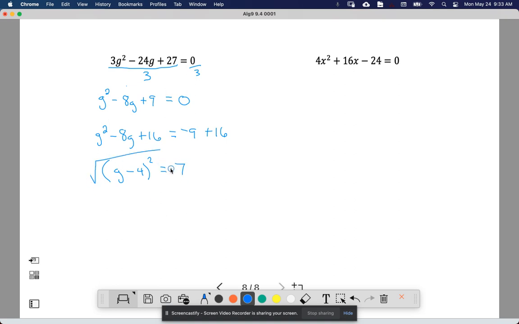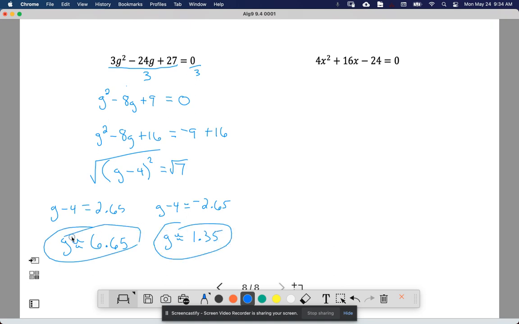And we are back to g minus 4 equals, and we had 7 earlier, so just going out to the 100th, I think it was 2.65, and g minus 4 equals a negative 2.65. And then our g comes out to, adding that, that's going to be 6.65. And over here, our g will come out to 1.35.